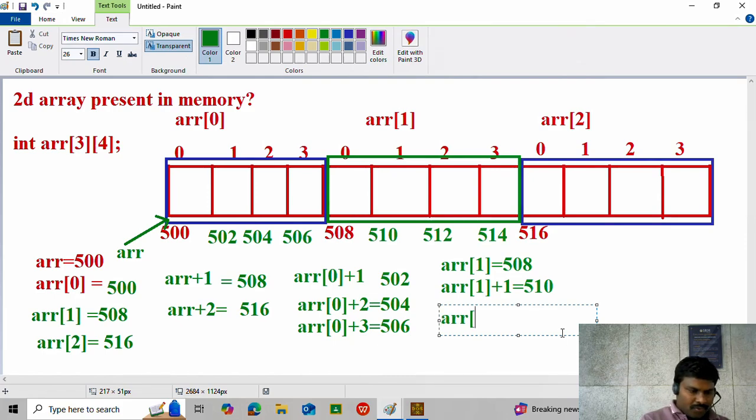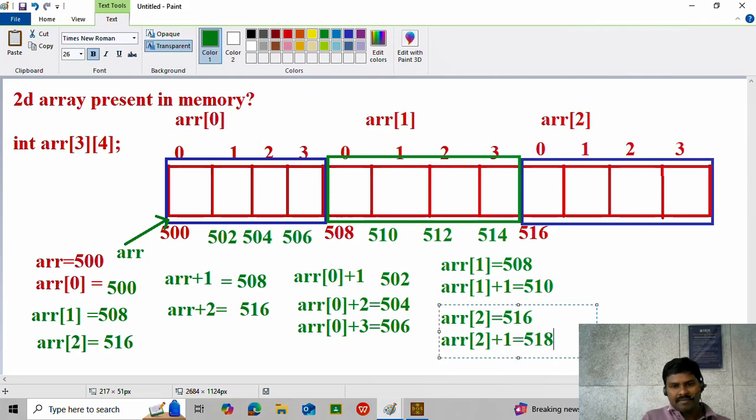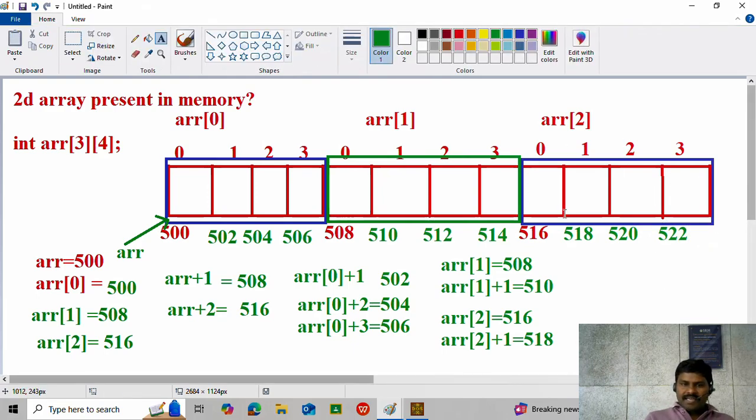Next, arr of 2 value is equal to 516. So arr of 2 plus 1 means pointing to the next address, 518, 520, 522. So continuous memory is allocated.